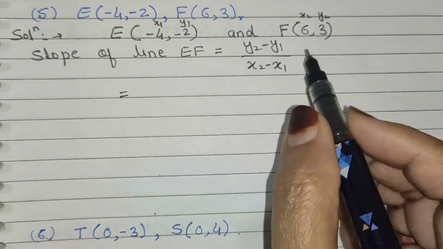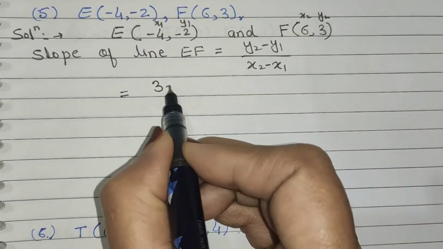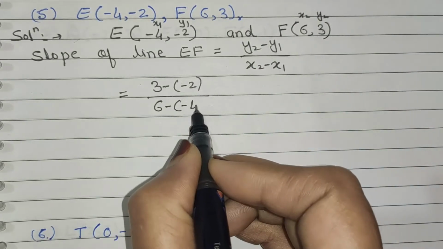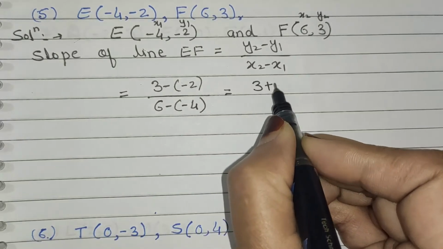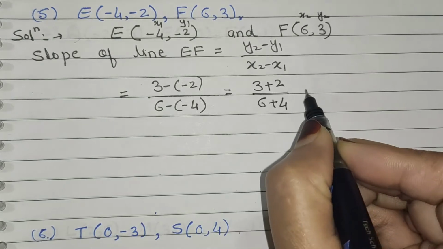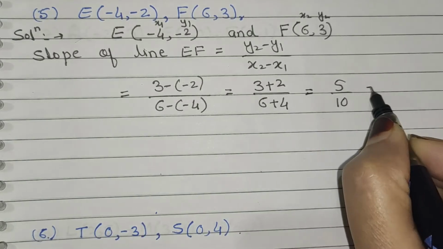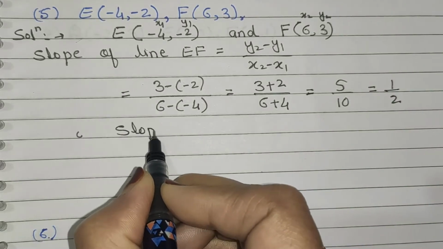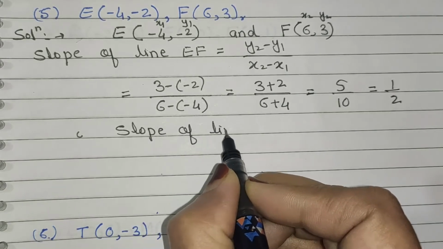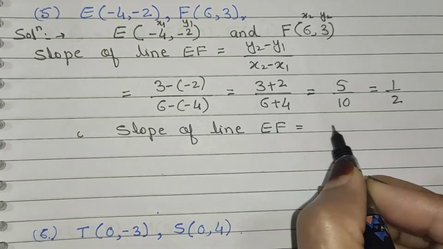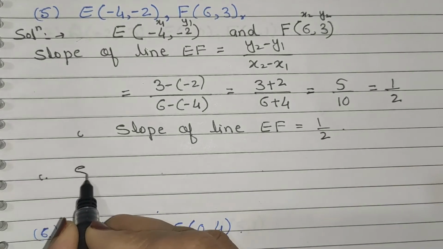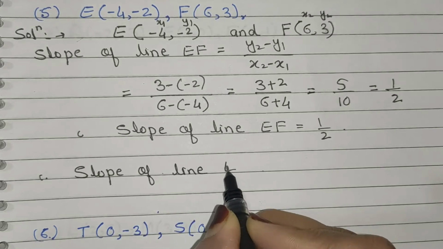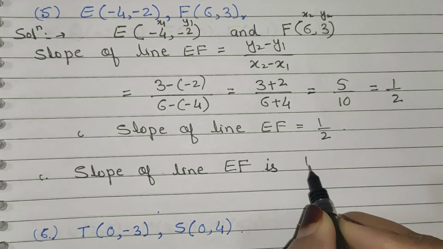Now substituting the values, we get here 3 minus of minus 2 upon 6 minus of minus 4. Now open the bracket, we get 3 plus 2 upon 6 plus 4 is equal to 5 upon 10. Five ones are 5, five twos are 10, we get here 1 upon 2. Now it is the value of slope of line EF, 1 upon 2. Now write down the answer here. Slope of line EF is 1 upon 2.